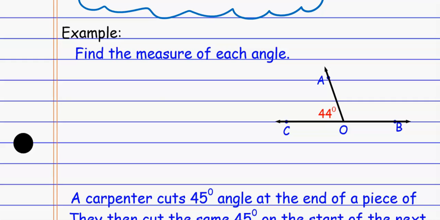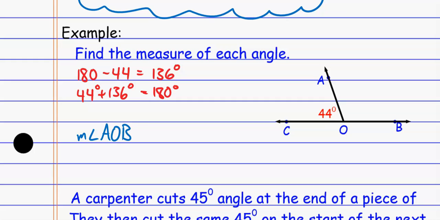And so if I wanted to find the supplement, if I want to find AOB, well, if I have a 44-degree angle, I just take the 180 minus the 44, and that gives me 136, so 136 degrees. And again, you could easily check it, 44 plus the 136. That does equal 180 degrees, so I'm just creating the supplementary angles, which means, since this is a linear pair, AOB has to be the supplement of the COA. So I would say the measure of angle AOB equals 136 degrees, okay?